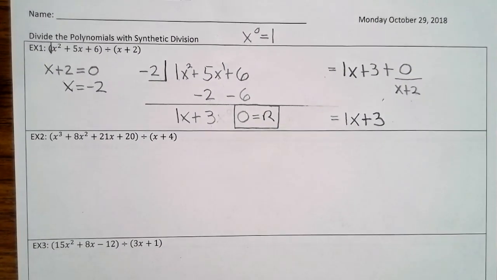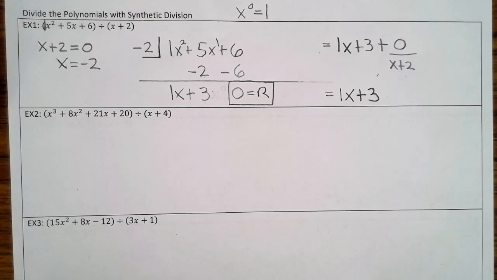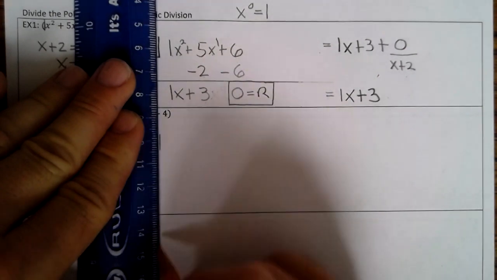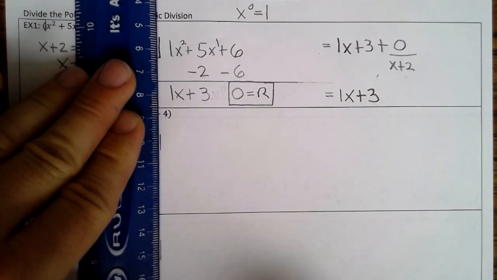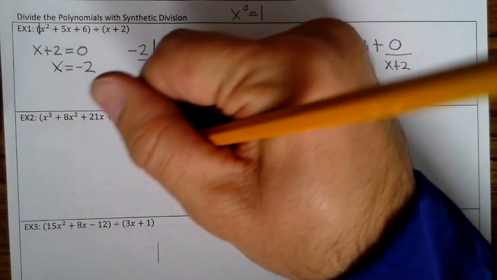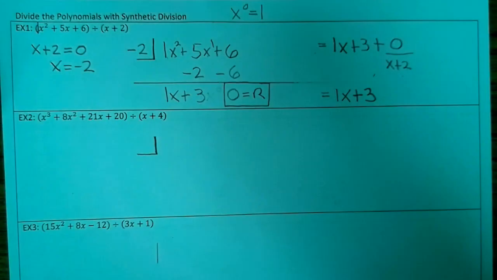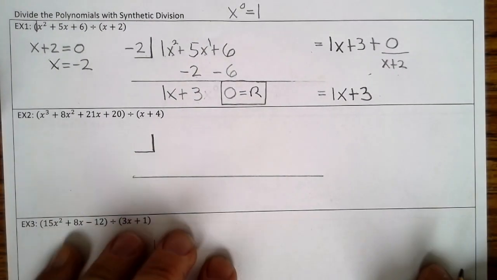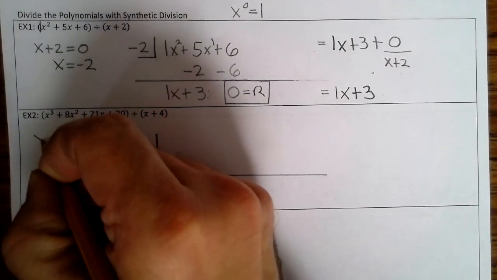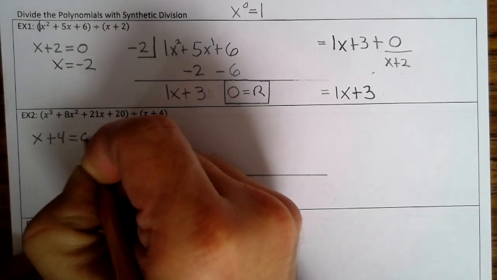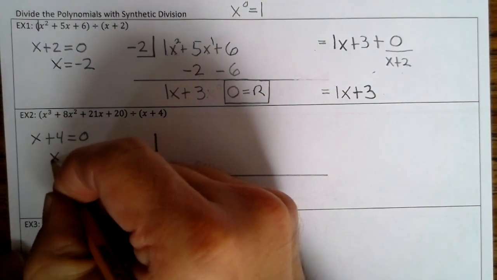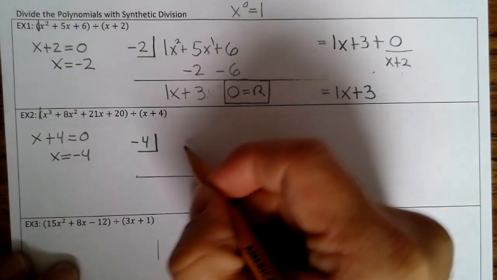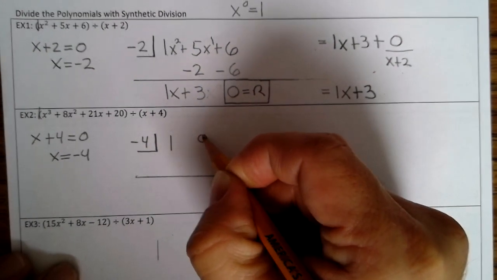All right, so now let's take a look at example 2. So again, you want to draw your box. I'm going to try to keep all of these lined up. We draw a synthetic division. So then we set x plus 4 equal to 0. Subtract 4 from both sides, so x equals negative 4. So that's what goes here. And then you take the coefficients. So 1, 8, 21, 20.